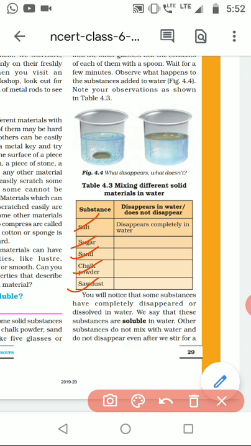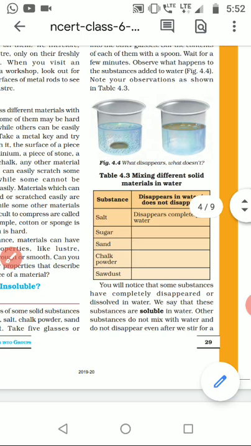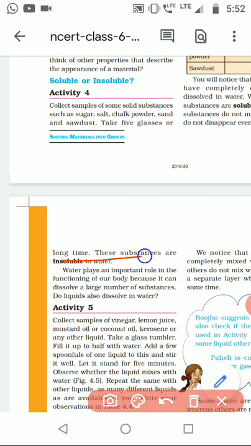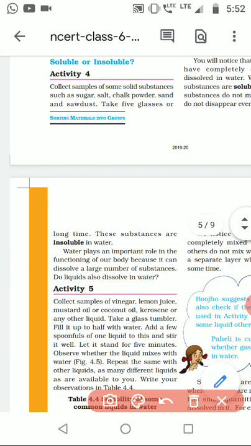So we can say that the substances which completely dissolve in water are soluble substances, and other substances which do not mix in the water and remain inside the water for a long time are insoluble substances. Now what is the importance of water being a soluble substance? Now water, as we know, is a very important part of our body.